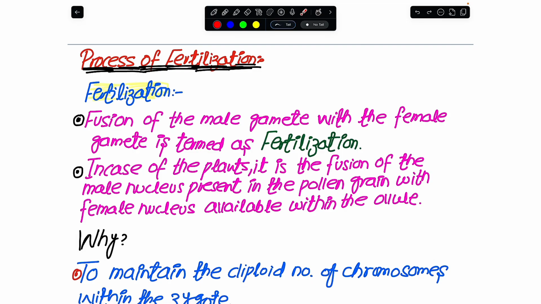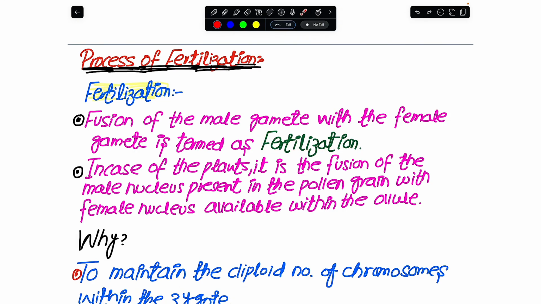Now, since in a flower we have the male part and we have the female part, the male part, which overall is referred to as a stamen, has the anther. Over there, the male gamete would be produced. And within the ovules that we have in the ovaries, which is further part of the carpel, the female nucleus or the female gamete would be produced. So the fertilization simply is the fusion of the male gamete with the female gamete, and this would go with the name of the fertilization.